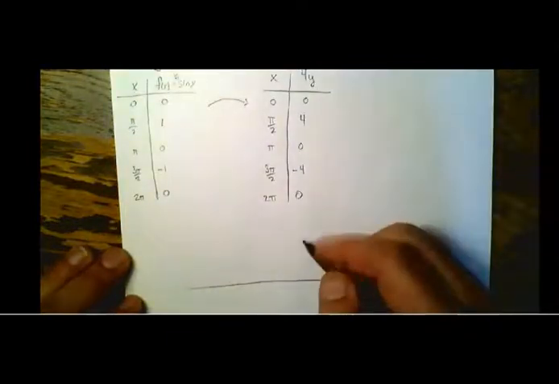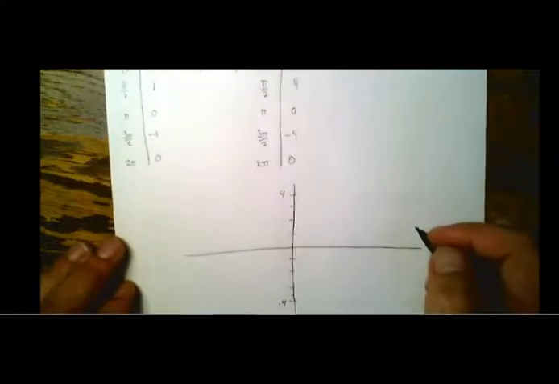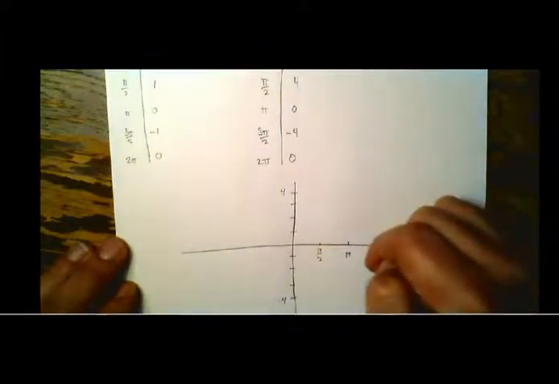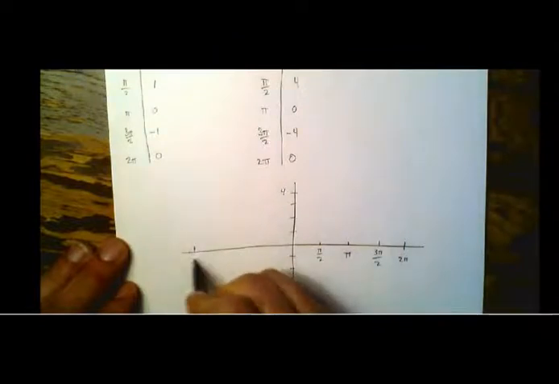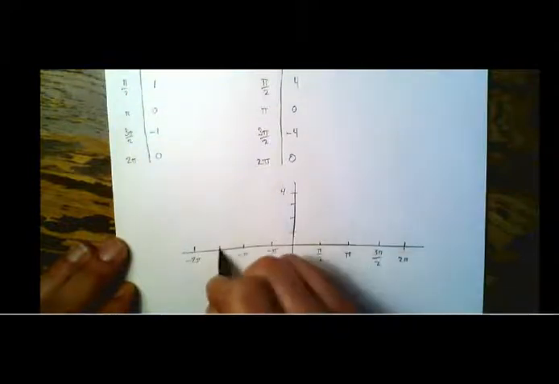Now we just have to graph these points. Let's say we have 1, 2, 3, 4. We know our y values go up to 4 and go down to -4. And then let's scale it 0 to 2 pi, pi in the middle, pi over 2, 3 pi over 2. Let's go a period in the reverse direction: -2 pi, -pi, -pi over 2, -3 pi over 2.